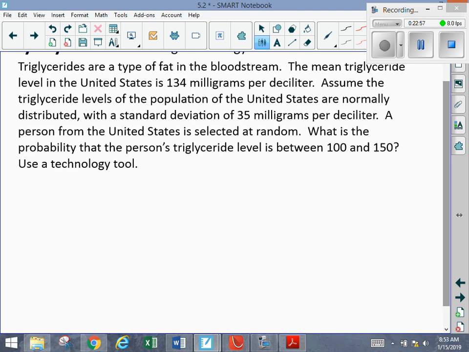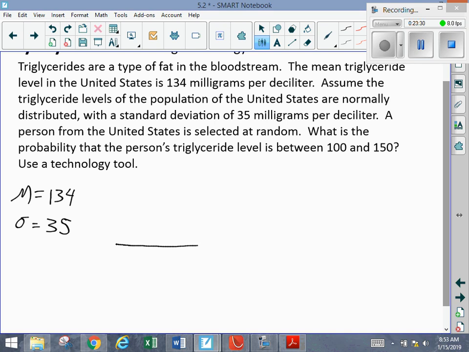So I see mean right away. As soon as I see mean, I'll write that bad boy down. Right? Those are normally distributed. You got a standard deviation of 35. So they select someone at random. We want to know the probability that their triglyceride level is between 100 and 150. We don't have the lower end again.